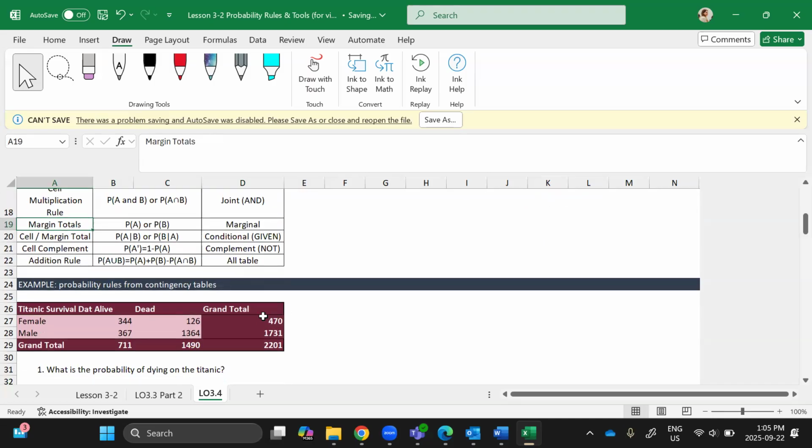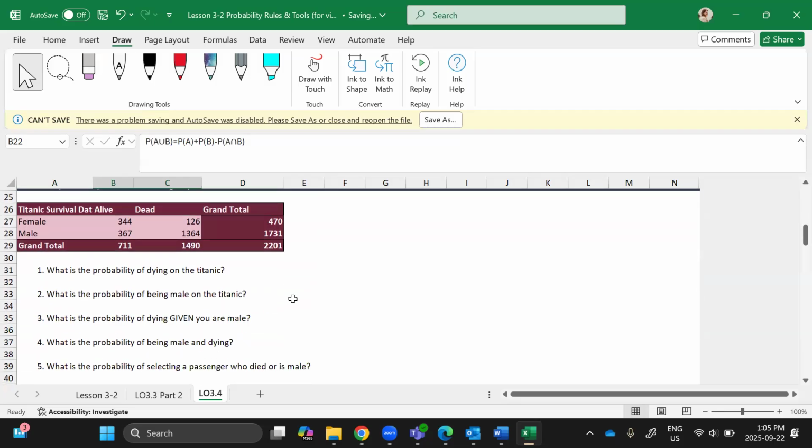When you're looking at the margin totals, for example here and here in the darker burgundy, those will be the individual marginal probabilities, like the probability of A or the probability of B. If you take an individual cell and divide by a margin total, that will be a conditional or given probability. You'll still have to use the rule of complement if you want the not probabilities. And finally, for the addition rule, you'll still have to use the full rule if you want or probabilities, adding any individual probabilities from the table.